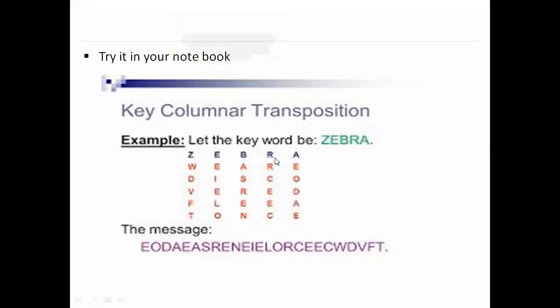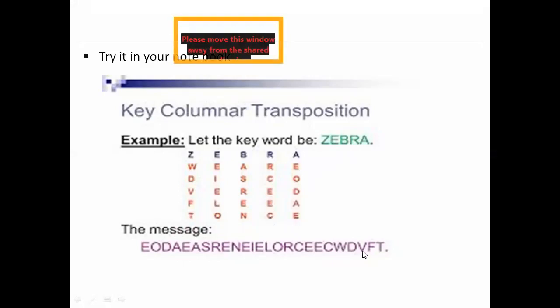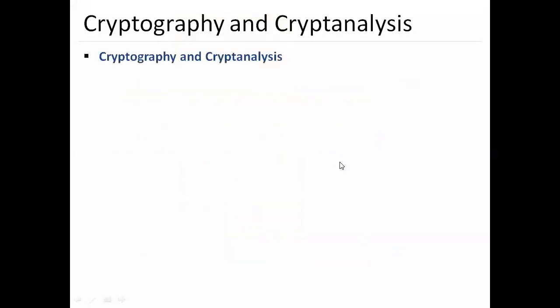Okay, then we have R, C, E, E, C, that is what we have, and Z will be W, D, V, F, T. So W, D, V, F, T. Here we are taking zebra as a key to make it a ciphertext. So this is my ciphertext of "we are discovered fleet ones", where zebra is our key.